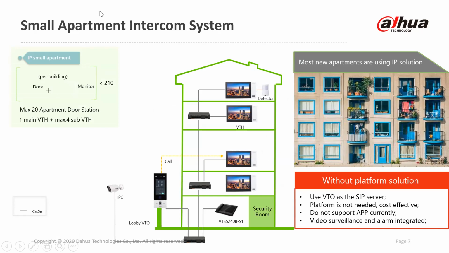Small apartment intercom system. Under small apartment, the number of devices has reduced. We can say we have a camera at this point. What's the purpose of the camera? It's to increase the field of view, so that the video covers a larger view angle and you can be able to see things in the background.